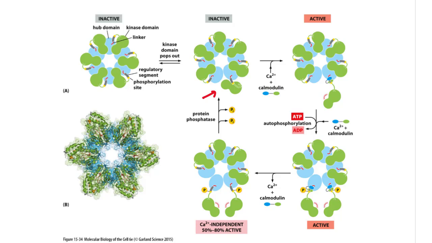Sometimes these kinase domains will pop out, and if you have calcium calmodulin around, it will wrap itself around this regulatory segment, and that will lead to the phosphorylation of these regulatory segments. So you can see two of these kinase domains have calcium calmodulin bound, and once they were activated, for example right here, they went on to then autophosphorylate themselves. And once calcium calmodulin is gone, no longer bound to these regulatory segments, the phosphorylation event stays and these kinase units are active.